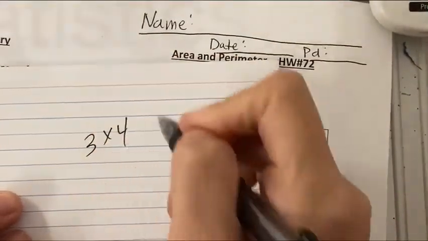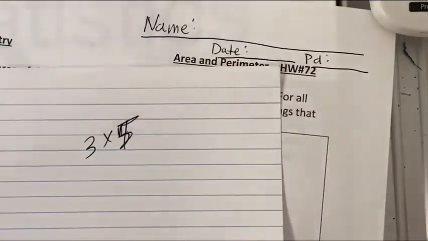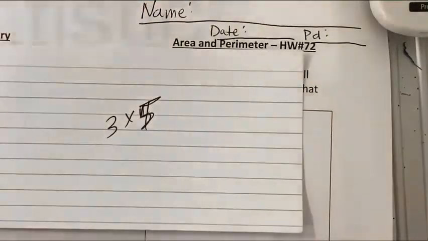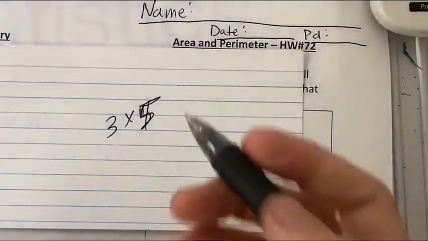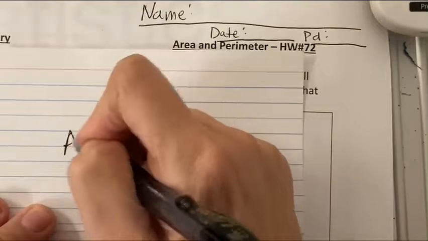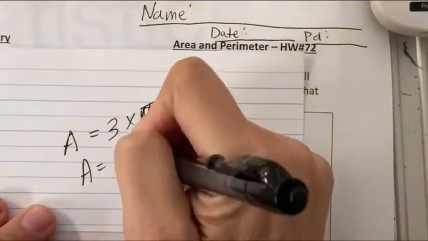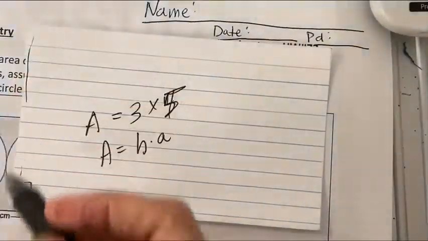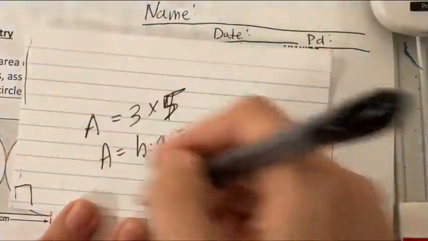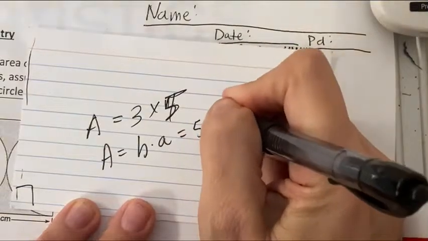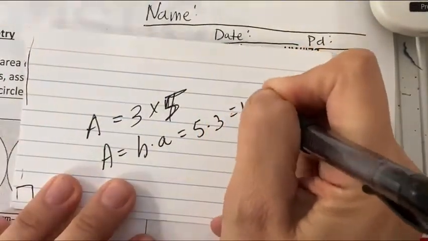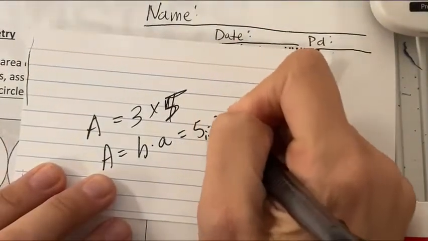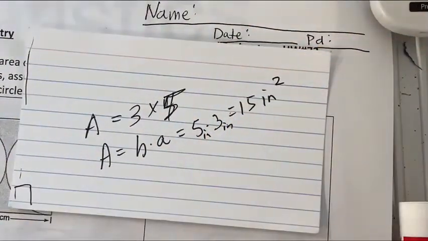This is a 3x5 card. It's called a 3x5 card because it's about 3 inches by 5 inches. It's technically a little off, but let's assume it was a 3x5 card. So the area is base times altitude. That is a 90-degree angle, so technically that's an altitude. The base is 5 and the altitude is 3. So the area of this would be 5 inches times 3 inches, which is 15 inches squared.